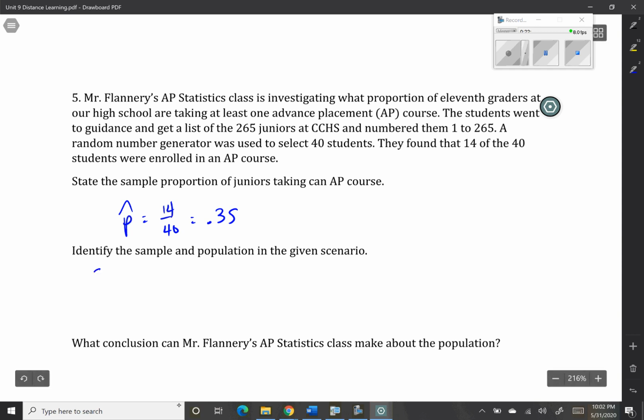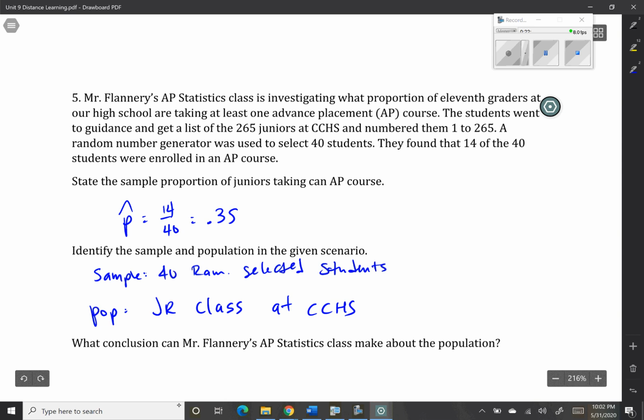Identify the sample and the population. So the sample is the 40 randomly selected students, and the population are the junior class at CCHS. Right, we only pulled from juniors. We're not pulling from all students at Cornwall Central High School, so that's all they are interested in.